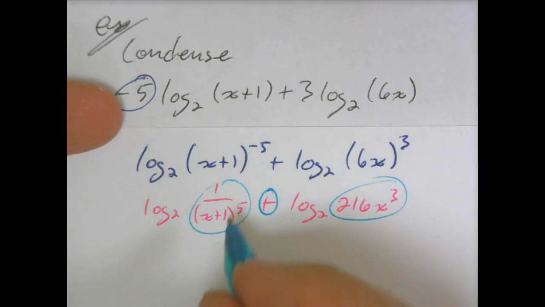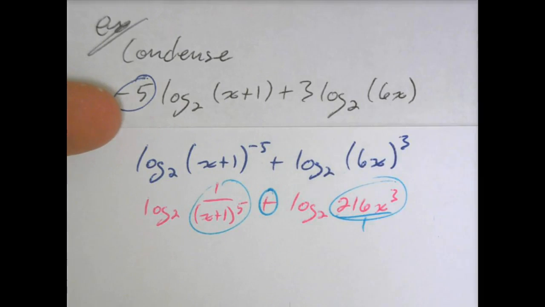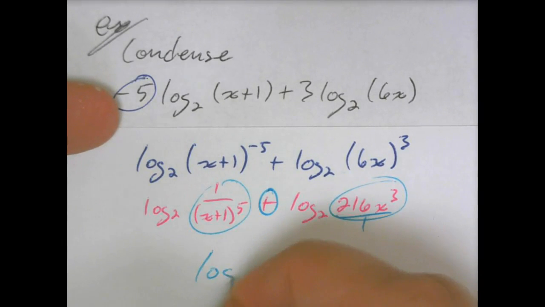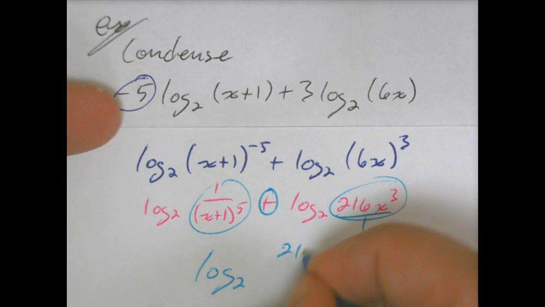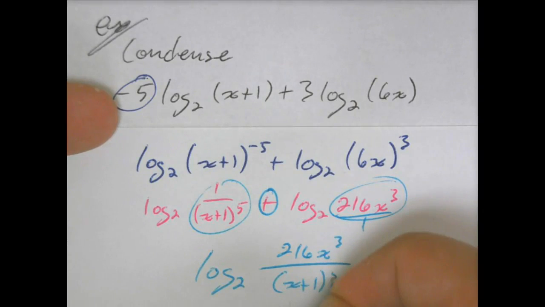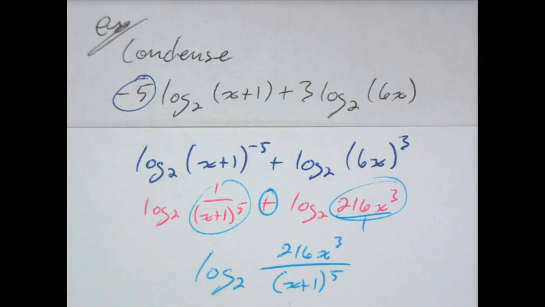So when you're multiplying fractions, multiply straight across. So there's like 216 over 1. So I have log base 2 of 216x cubed all over x plus 1 to the 5th. And there she is.